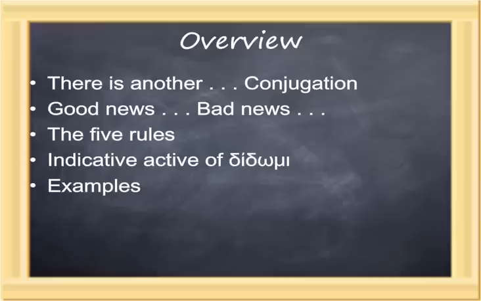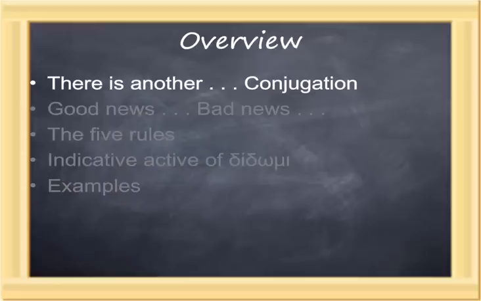But in this lesson, we'll discover that there is another conjugation, and that new conjugation comes to us with both good news and bad news. We're going to learn 5 rules by which we can work with this other conjugation, and by the end of our session, we'll be able to at least parse the indicative active of didomi and translate this verb in some sentences from the Gospel of John.